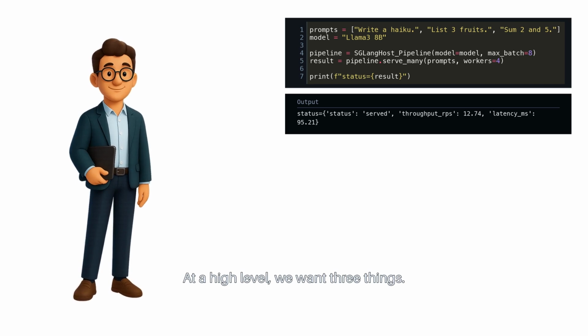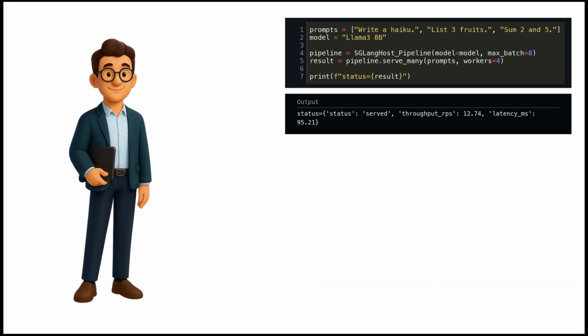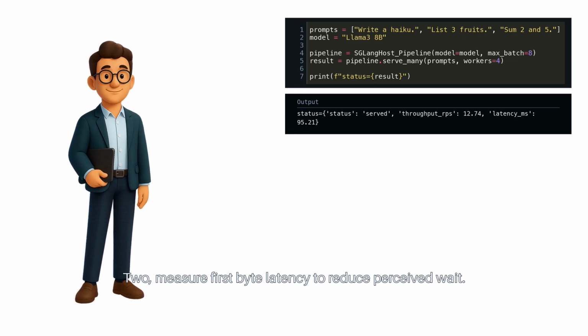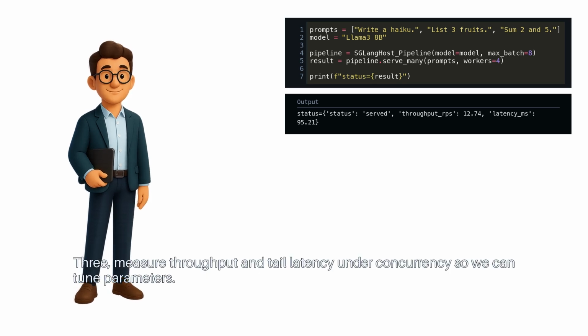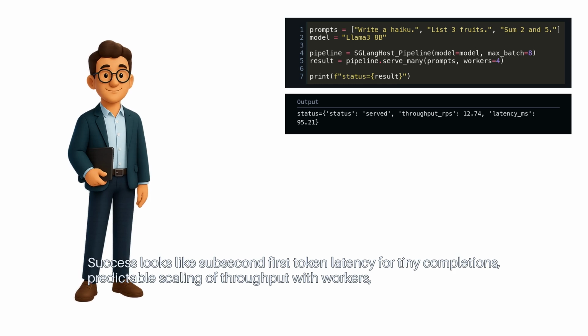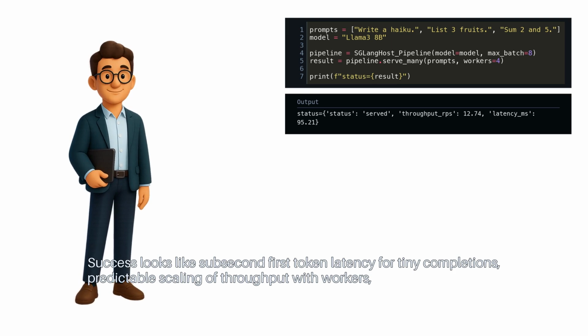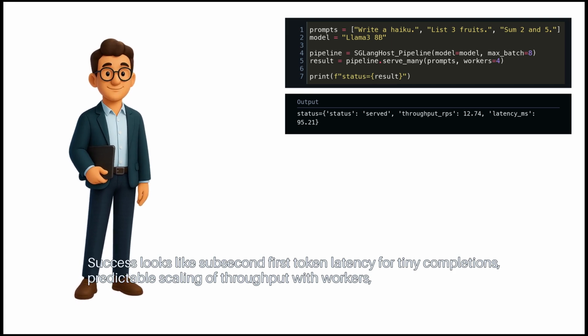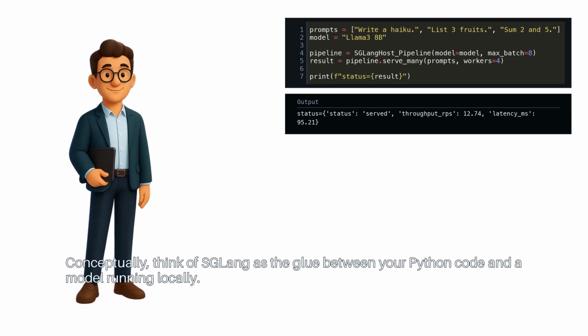At a high level, we want three things. 1. Verify the server is reachable and gives correct answers. 2. Measure first byte latency to reduce perceived wait. 3. Measure throughput and tail latency under concurrency, so we can tune parameters. Success looks like sub-second first token latency for tiny completions, predictable scaling of throughput with workers, and P95 numbers you can reduce with simple knobs.